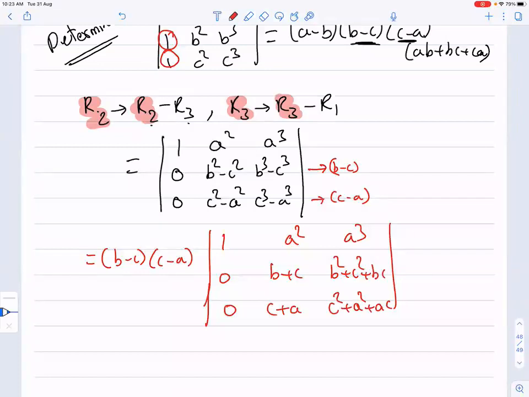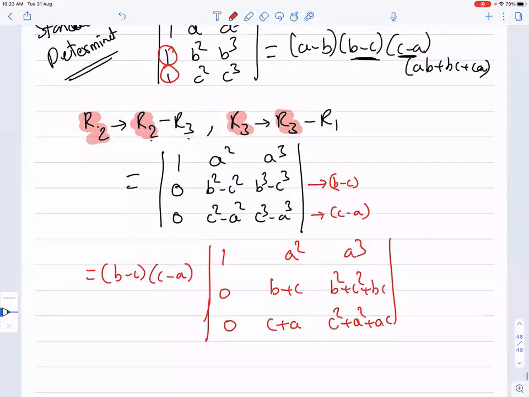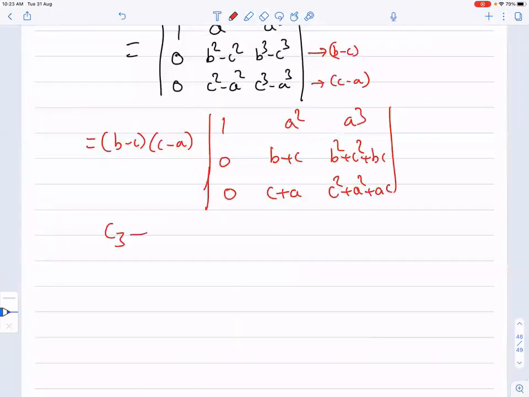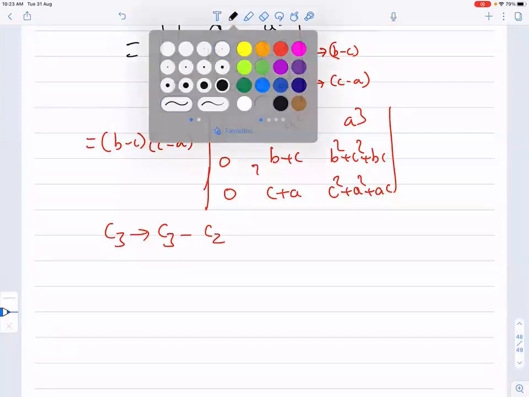Now what do we need? We need an A minus B, right, students? A minus B we need. So let us do C3 goes to C3 minus C2. That creates what? A minus B, C cancels. Check it out. Students, yes or no? So let's write that out.